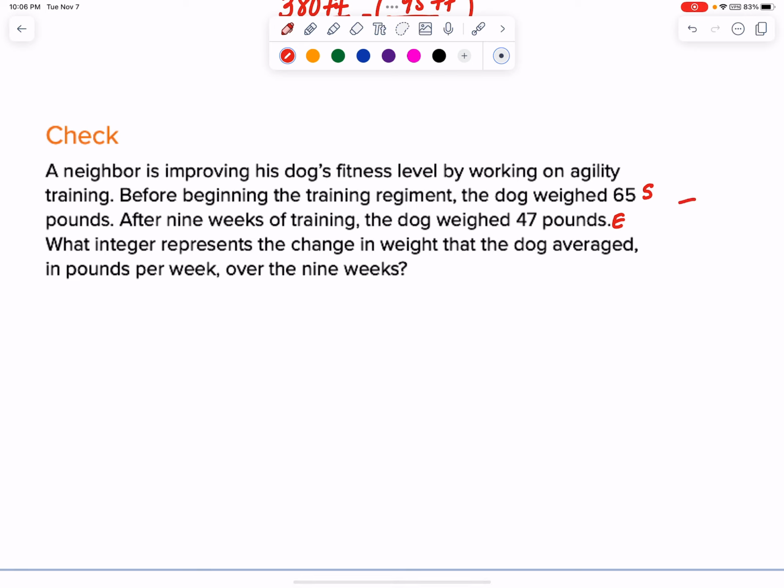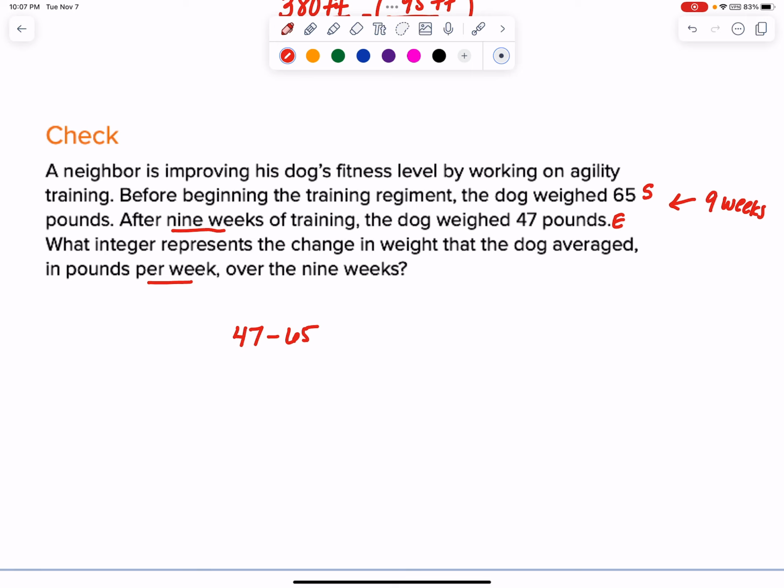So I need to pay attention to what this is. What length is this? It says after 9 weeks. So this is happening in 9 weeks. And the question is, what integer represents the change in weight per week instead? So it's one of those, I'm changing it from 9 weeks to a unit rate of per week. So let's go ahead and set this up. I know to find the change, I need to go ahead and do the end minus start to find out how much change happened. Okay, so end minus start.